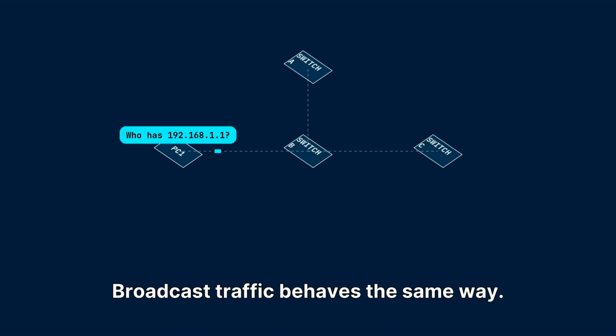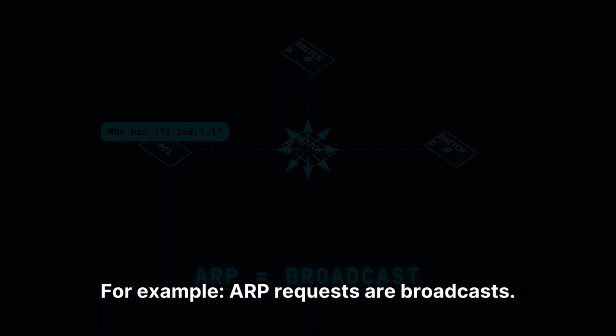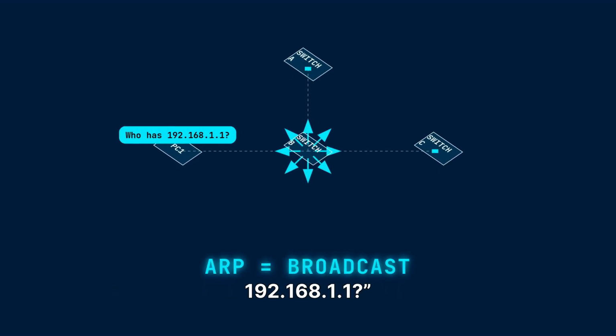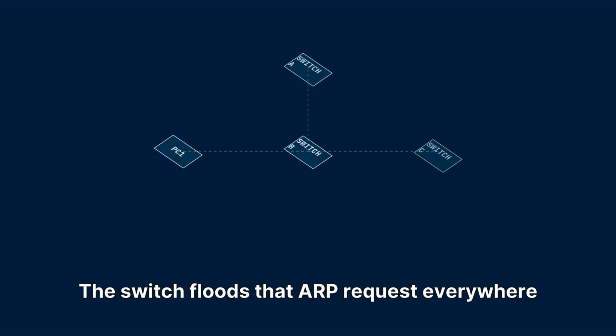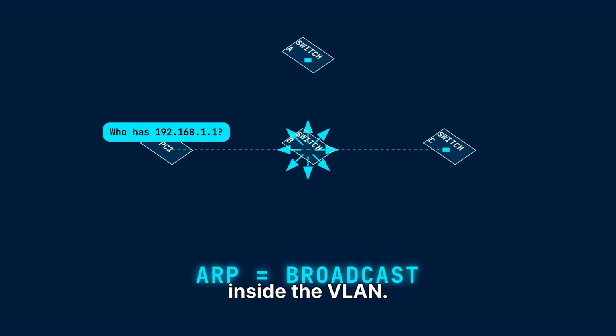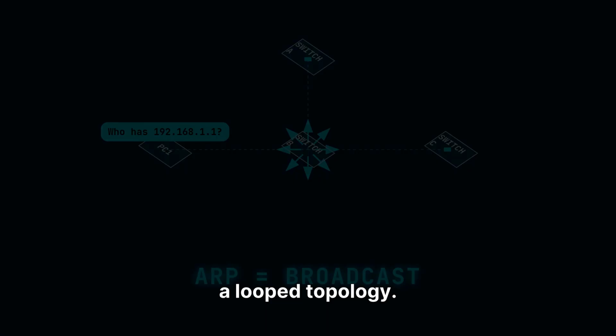Broadcast traffic behaves the same way. For example, ARP requests are broadcasts. Suppose PC1 asks, who has gateway IP 192.168.1.1? The switch floods that ARP request everywhere inside the VLAN. Now let us understand what happens in a looped topology.